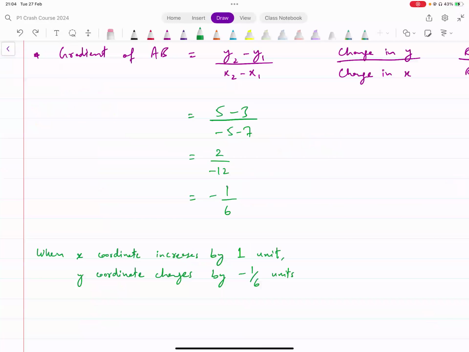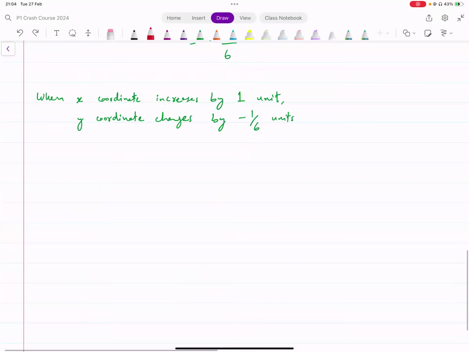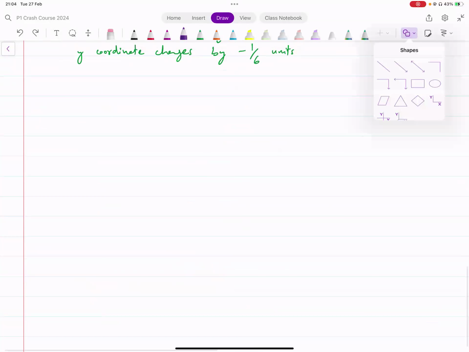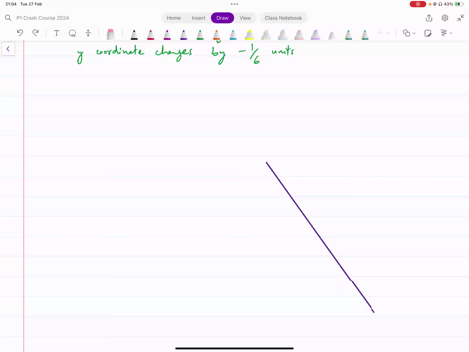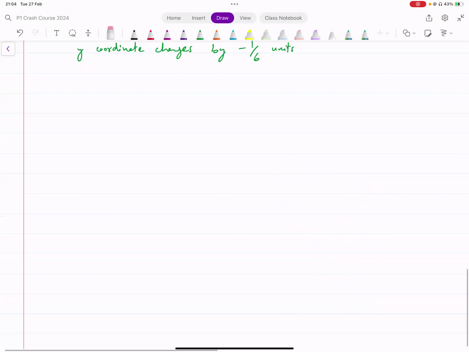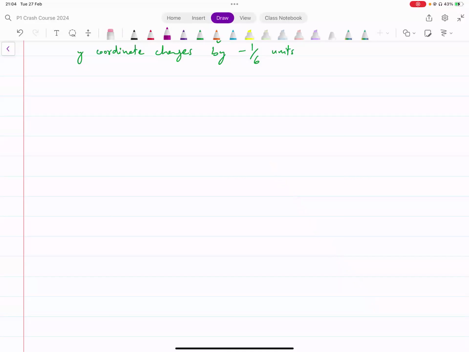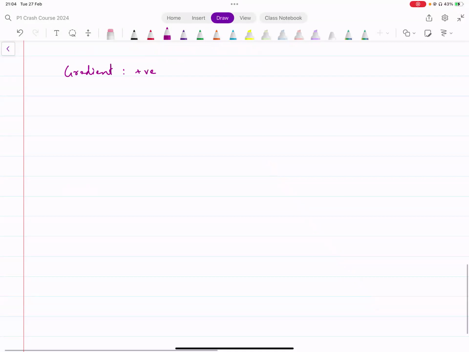Now, what does gradient tell you? Gradient actually tells you the direction of the line. In which direction is the line going? Since it's negative, the graph looks like this. It's a downward sloping line. So negative gradient lines look like this. From left to right, they go down like this. So let me actually write those different possibilities down here as well. You could have different possibilities. You could have gradient that is positive. You could have gradient that is negative.